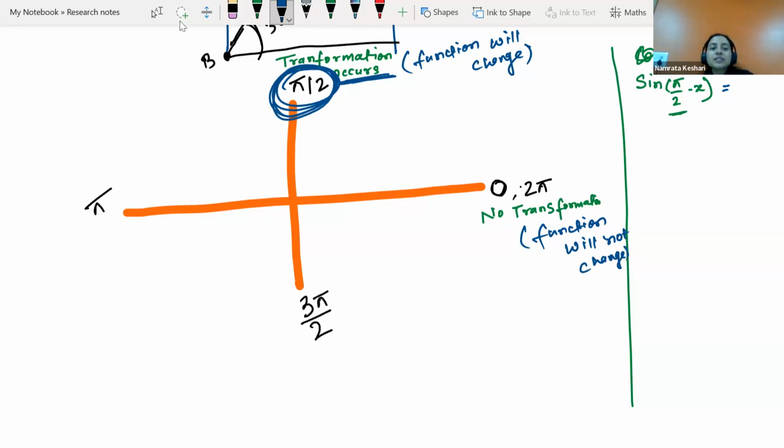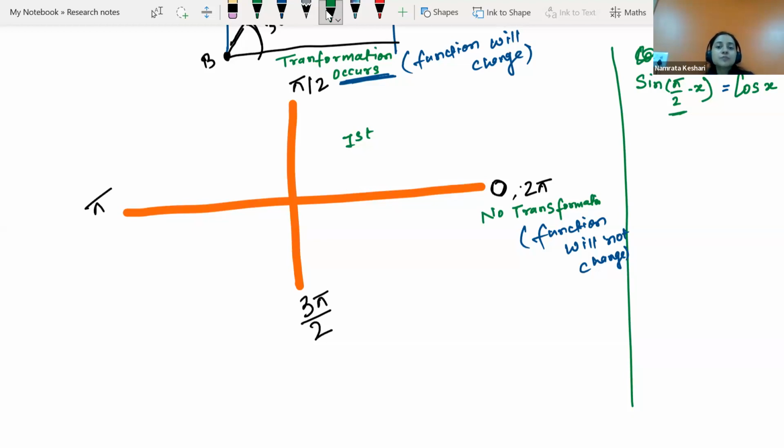So here we are having sine of pi by 2 minus x. The function will change. Sine will get changed to cos. It will be cos x. Now the question is, will it be plus cos x or minus cos x? So now we have to apply the logic of quadrant. In the first quadrant, all are positive. Pi by 2 minus theta means we are talking about an angle in the first quadrant.